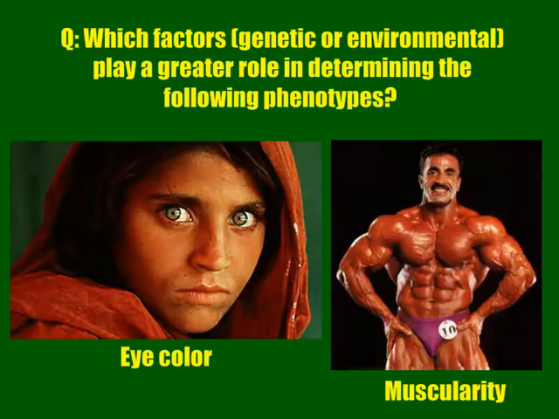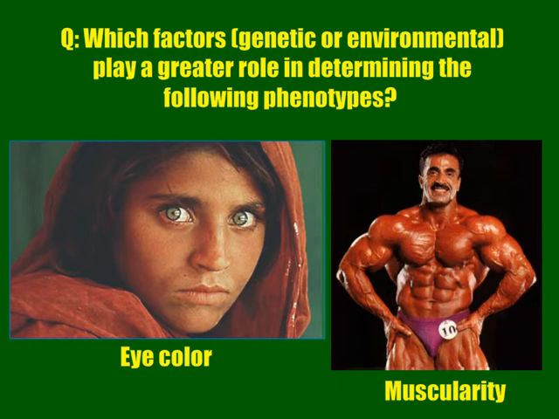So here we see two examples of common human phenotypes. On the left we see eye color, and on the right we see muscularity. So the question is, to what extent do you think that genetic or environmental factors determine these two phenotypes? Well, as you probably already know, eye color is pretty much exclusively determined by our genotype. That is, the genes we get from our mom and our dad determine what our eye color will be.